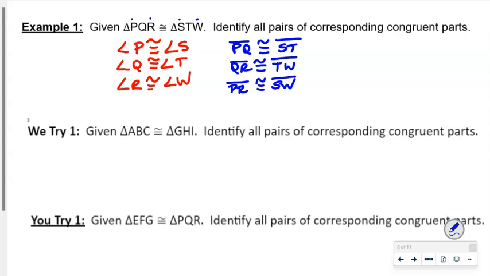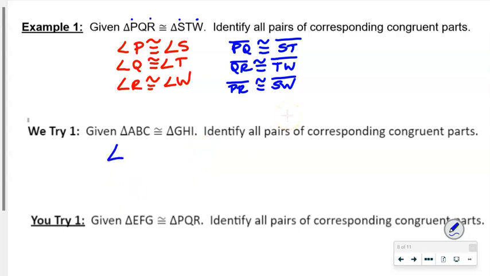Now, the other thing you can do here is draw the shape and start labeling it. But I like doing it this way because you can see where things go relative to the other triangle just by the order, okay? So go ahead and do this next one. Come back to me when you're done.